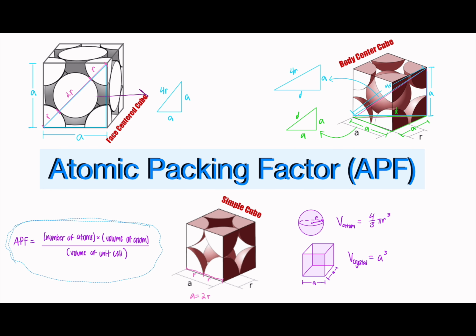The equation is as shown here. It is the number of atoms times the volume of the atom divided by the volume of the unit cell. Another thing to know is that typically the volume of an atom is calculated using the volume of a sphere, which is 4 over 3 times pi r cubed. And the typical volume of a unit cell is the cube volume, so that will be a cubed.